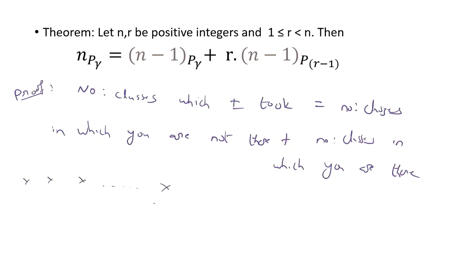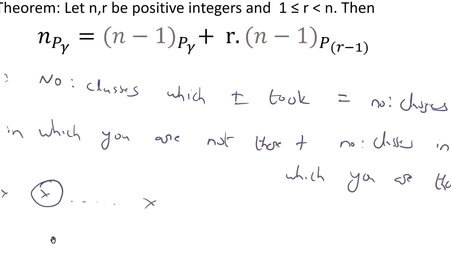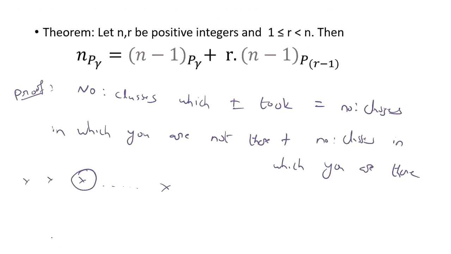So assume that we have n distinct objects. Now we have this special object. Now how many permutations can we have? The total number of r-digit permutations we can have is nPr.